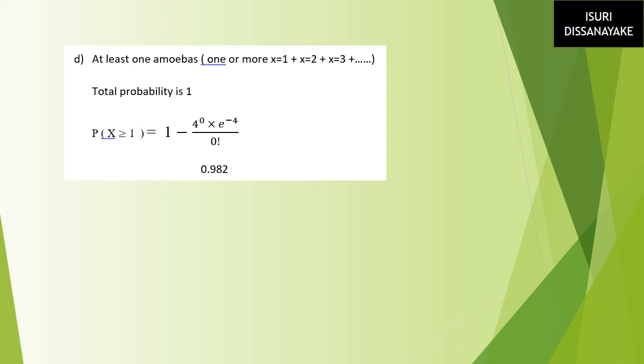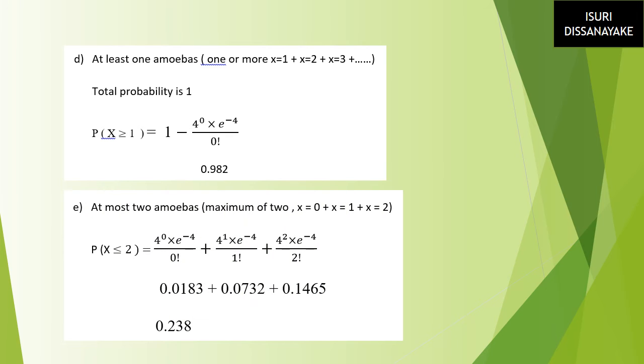So probability of X greater than or equal to 1 means that it has at least one amoeba or more in this sample of 10 milliliters. We could easily find the probability of X equals 0, the probability that there are no amoebas, and subtract it from the total probability, which is 1, and it gives you the answer for probability of X greater than or equal to 1.